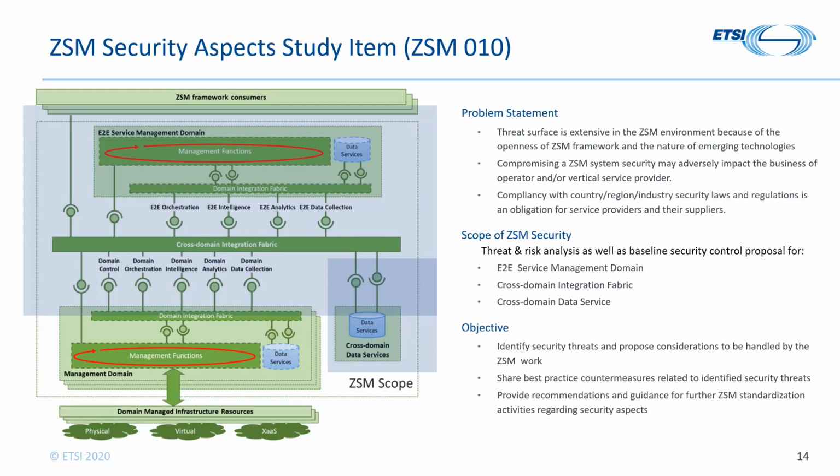And the objective is to identify security threats and to propose consideration to be handled by the ZSM work, to identify and share best practice countermeasures related to the identified security threats, and to provide recommendations and guidance for further ZSM standardization activities regarding security aspects. Early draft is available, and the final draft for ZSM 10 is expected by end of this year.